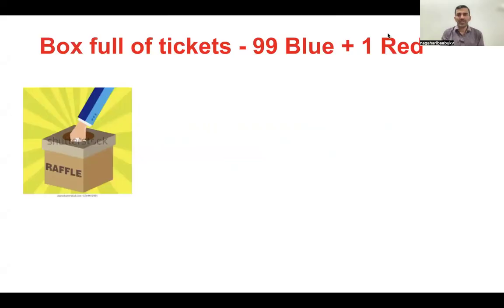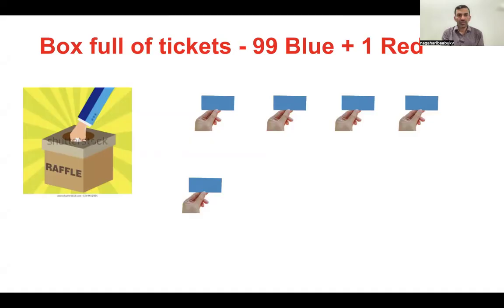And let's imagine there is a box full of tickets. In the box, there are 99 blue tickets and there is one red ticket. Now somebody draws one ticket from the box. It happens to be a blue ticket, right? Again, second attempt, again it has been drawn as a blue ticket. So if you draw consistently, you will get blue tickets.